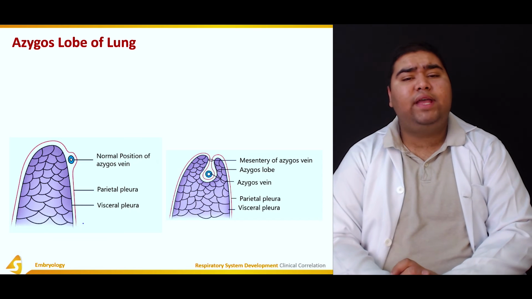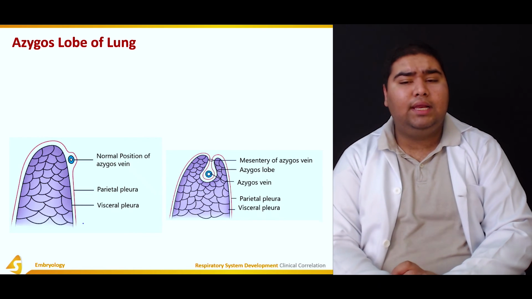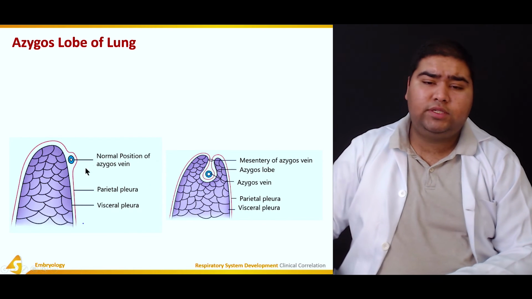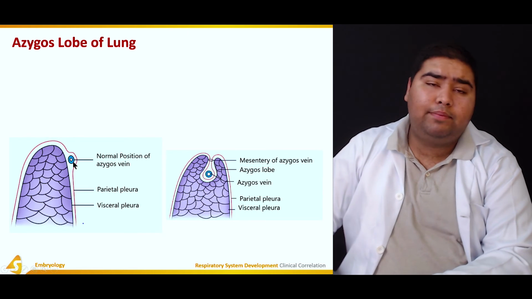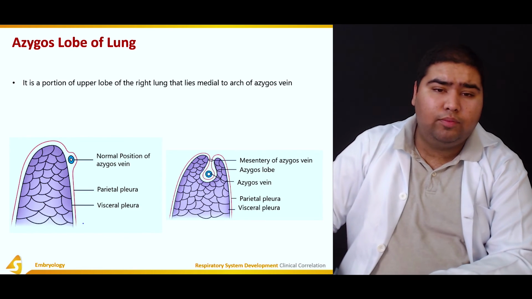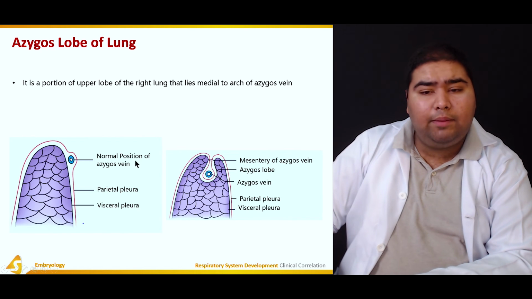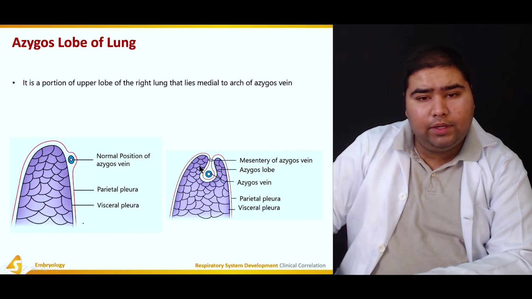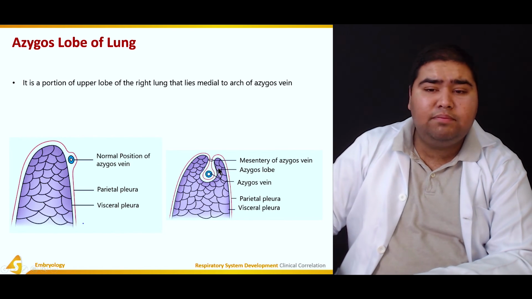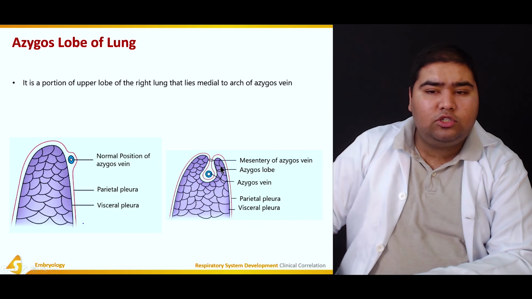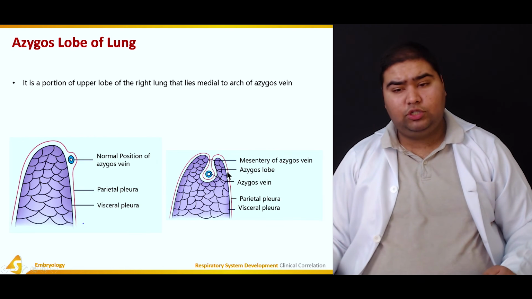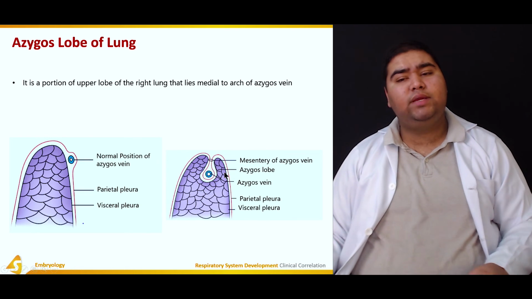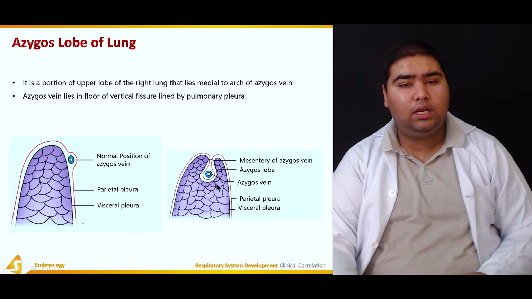Moving on, we have the azygous lobe of the lung. So this is the normal position of the azygous vein, and let's see what happens. What is an azygous lobe? It is a portion of the upper lobe of the right lung that lies medial to the arch of the azygous vein. This is the azygous vein. So the azygous lobe of the lung is a portion of the upper lobe of the lung which lies medial to the arch of the azygous vein.